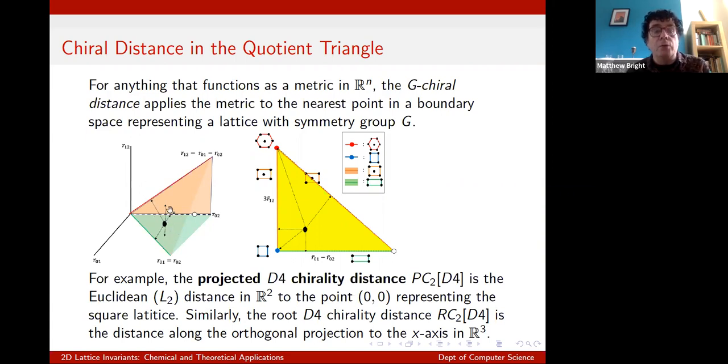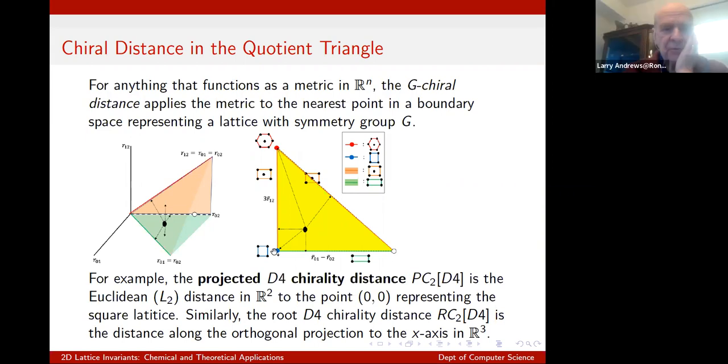The nearest to a line, or perhaps to a hyperplane boundary, and in the quotient triangle or the quotient square, then it is the nearest point to the boundary of the triangle, or very simply the distance to these two vertices representing hexagons and the square.